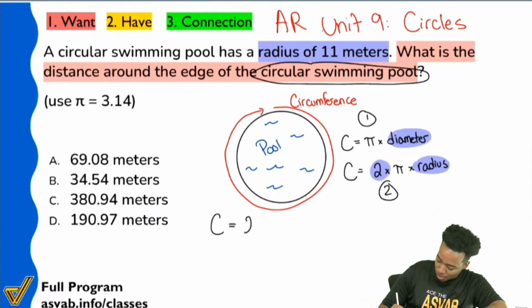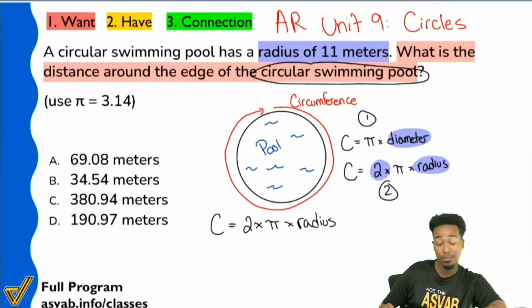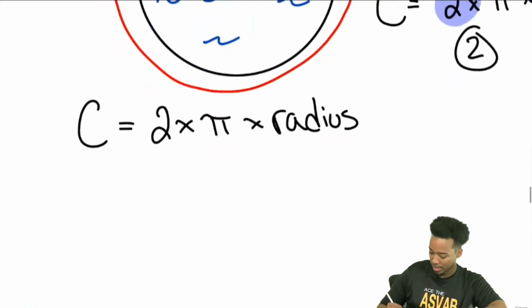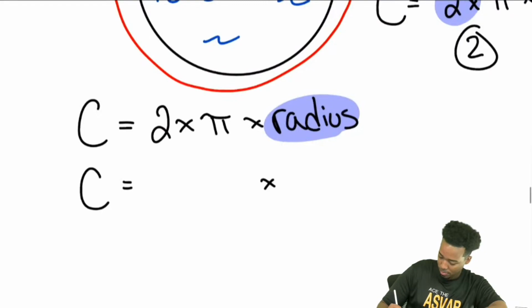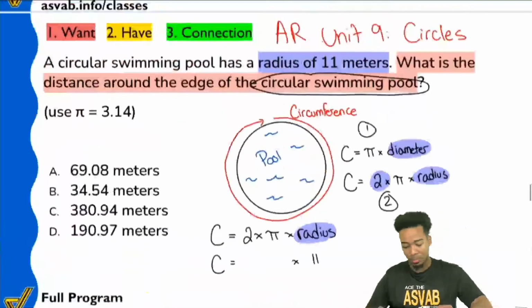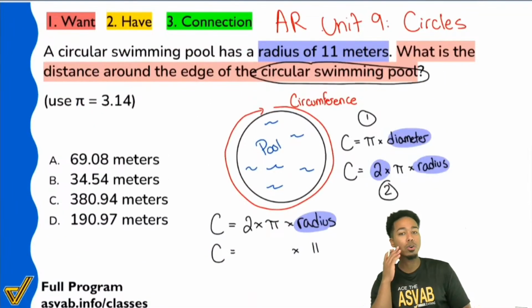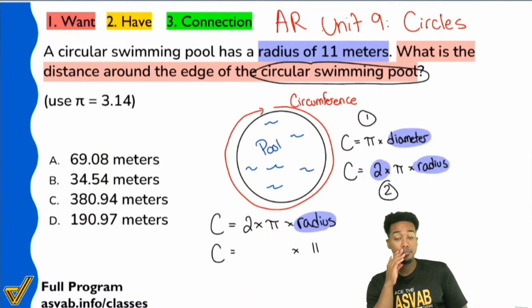Circumference equals 2 times pi times the radius. I'm going to plug in my 11 for that radius, and now I'm done. Bam, right here. That radius is 11. And everybody, in this problem, are we keeping pi as pi, or are we using something else for pi?